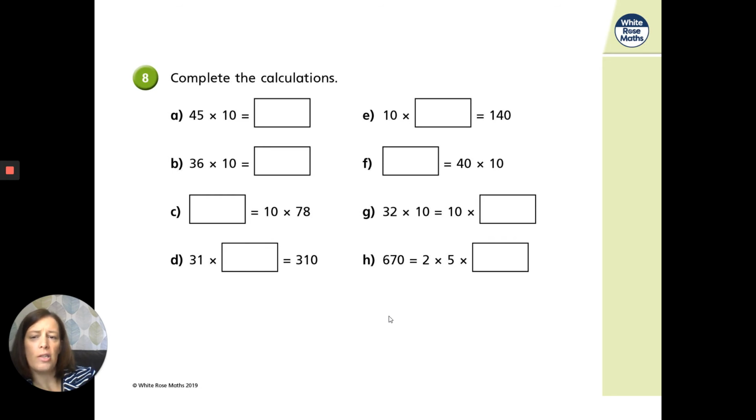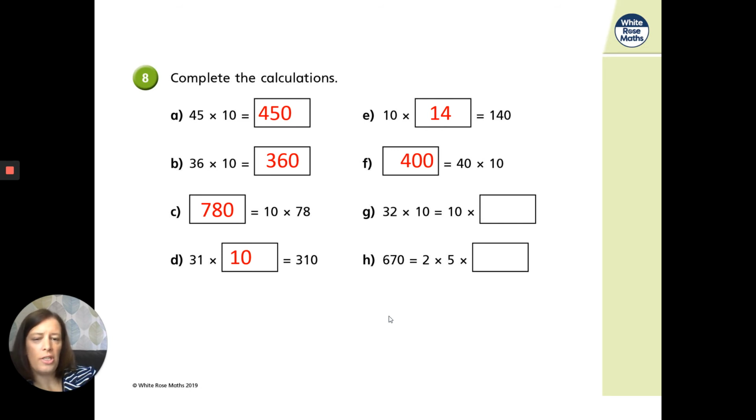Okay, let's check our answers. 45 multiplied by 10, 450. 36 multiplied by 10, 360. 10 multiplied by 78 is 780. 31 multiplied by something is 310. Well, it must be multiplied by 10. 10 times 14 is 140. 40 times 10 will be 400.